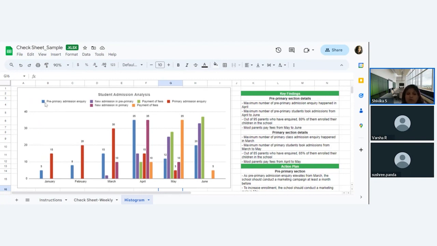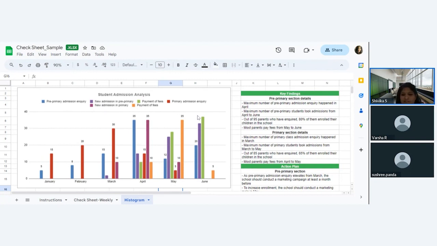Here, blue represents pre-primary admission inquiry, purple represents new admission in pre-primary, green represents payment of fee, red represents primary admission inquiry, new admission in primary is again purple, and orange represents payment of fee.